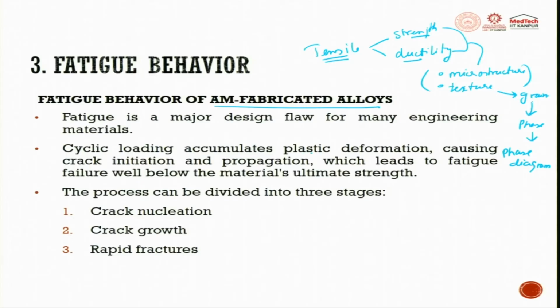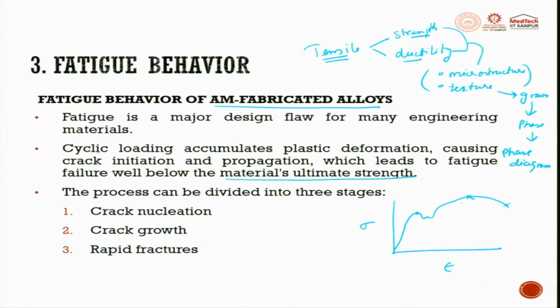Cyclic loading accumulates plastic deformation, causing crack initiation and propagation, which leads to fatigue failure well below the material ultimate strength. So, when you try to do a tensile test, you will see a higher ultimate strength, but when you put the component into fatigue cycle, even before the failure it will die. For example, if you try to talk about steel, mild steel, you will have some response like this. Okay. So, before even reaching this point, it might fail somewhere here itself. So, why is that happening? Or even before reaching this point, it might fail here itself.